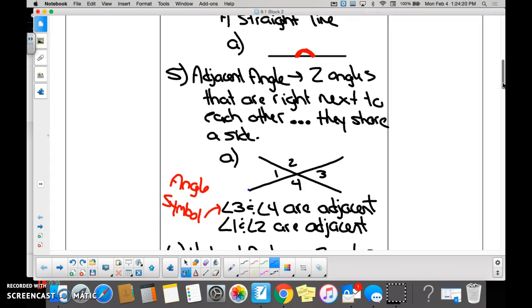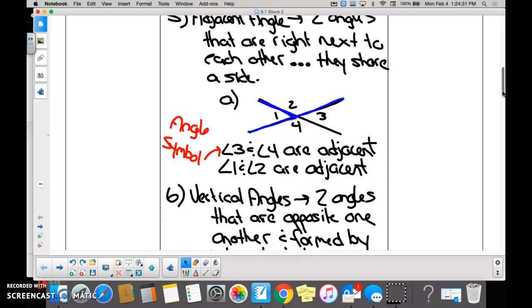So this is angle 1, yes, no? Yes. This is angle 2, yes, no? Do angle 1 and angle 2 share a side? Yes. Awesome. What does this slanty little L mean? Angle. It's a symbol for an angle, right?